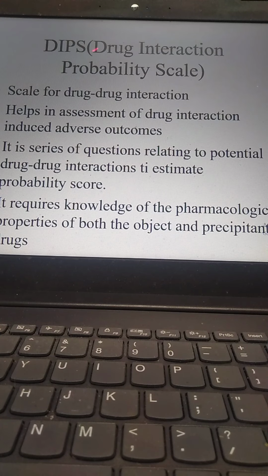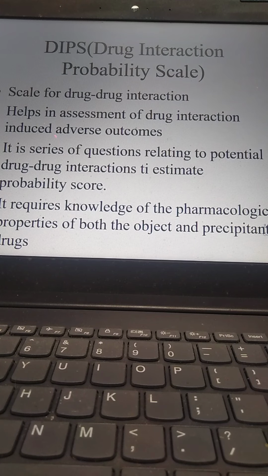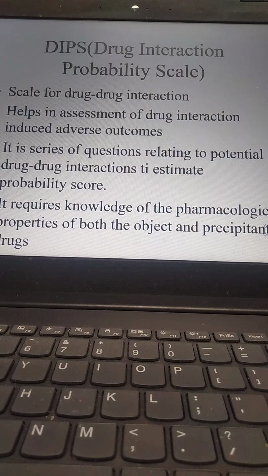Now DIPS, drug interaction probability scale. The scale for drug interaction helps in assessment of drug interaction induced adverse outcomes. It is a series of questions relating to the potential drug-drug interaction to estimate a probability score. It requires knowledge of the pharmacological properties of both the object and the precipitant drug.